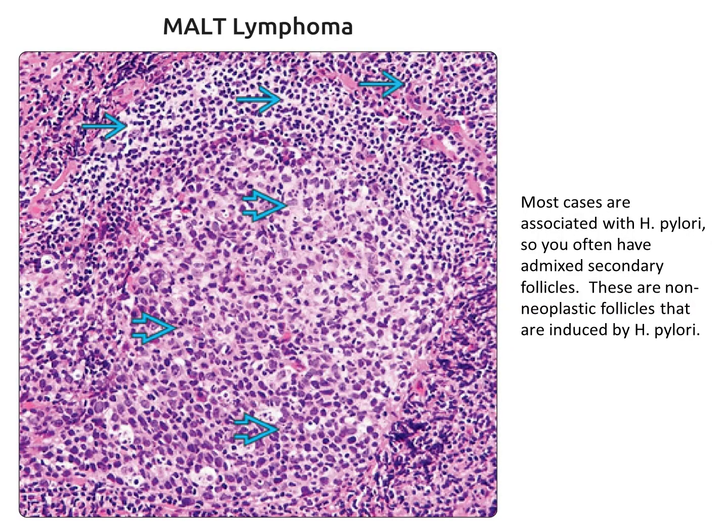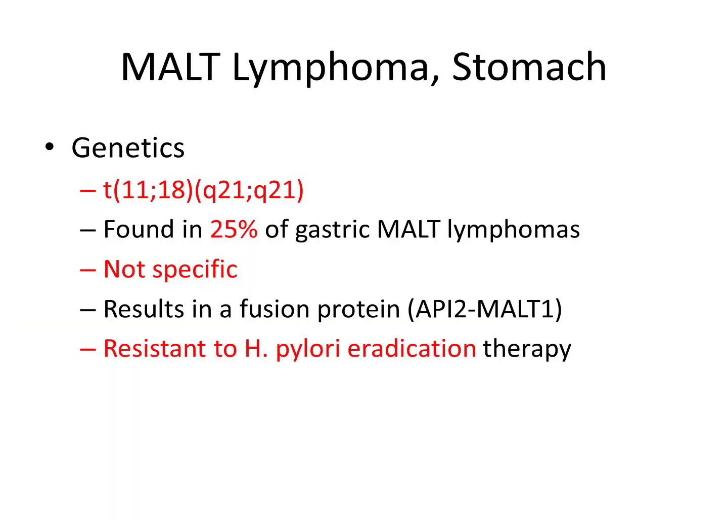Most cases are associated with Helicobacter pylori infection, so you often have admixed secondary follicles. These are non-neoplastic follicles that are induced by the bacterial infection. Regarding the genetics of MALT lymphoma, around 25% of cases have the translocation involving chromosomes 11 and 18. This results in the API2 fusion with MALT1. Remember, this is the translocation that results in resistance of the lymphoma to Helicobacter pylori eradication therapy.